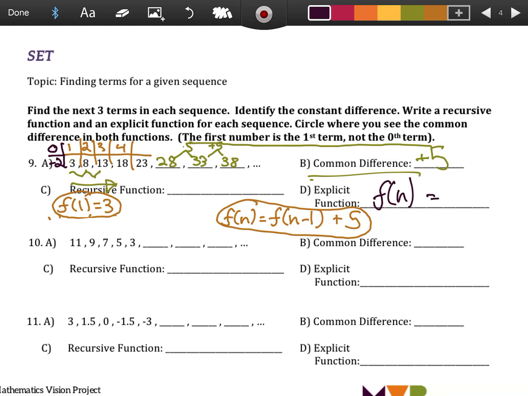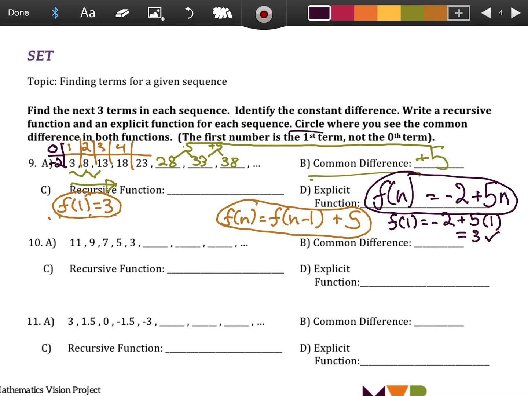So in this case, recall that the explicit function is going to start at the 0 term, and if we keep that going, it's as if we keep adding 5, depending on how many times n shows up. And what's cool is that we can try this out and double check that it works. So if we wanted to do f of 1, this should be equal to -2 plus 5 times 1, and the outcome's 3, so that's good that it works for that. So that's our explicit function. We were also asked to circle where we see the common difference. So I see 5 right here, 5's right here. Hope that helps.